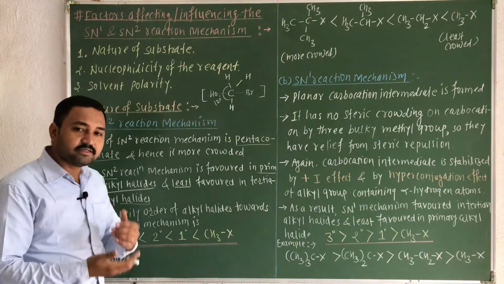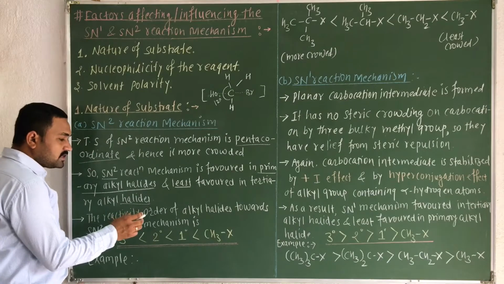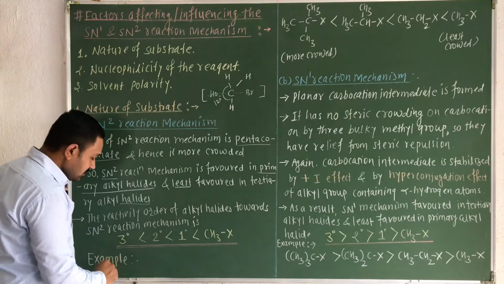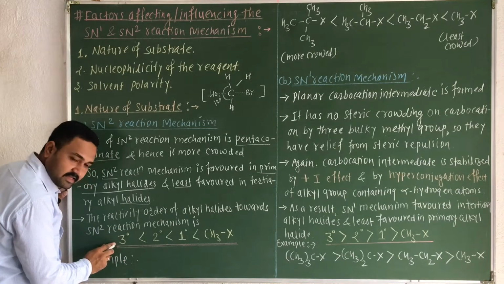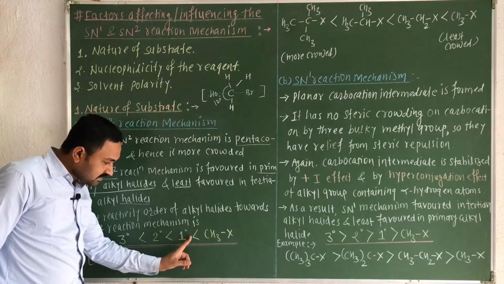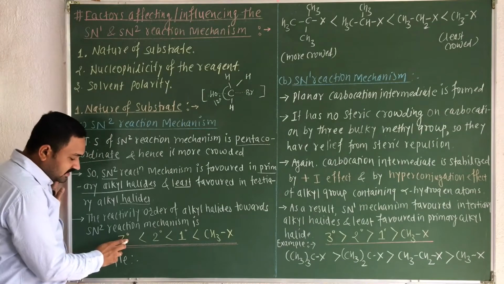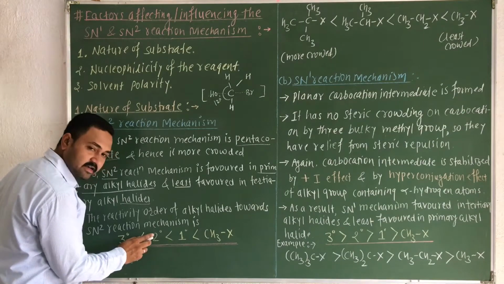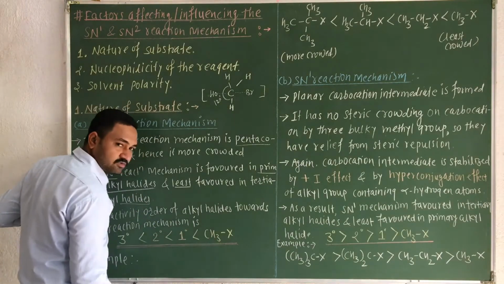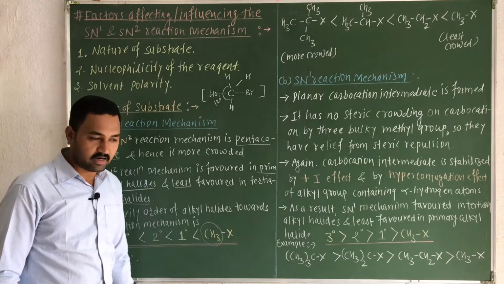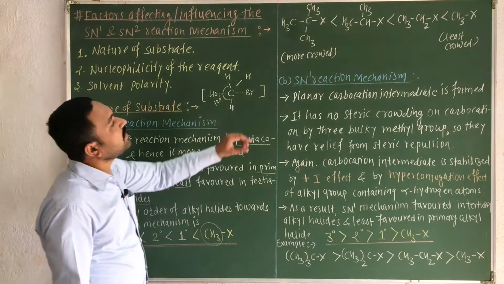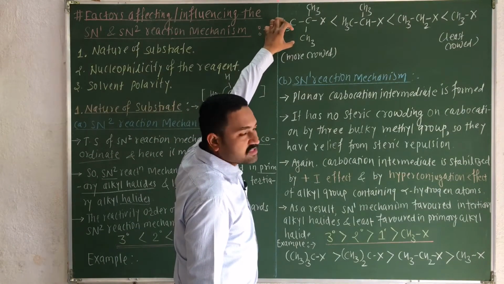If we consider the reactivity order of the SN2 reaction mechanism towards alkyl halides, the order is like this. Tertiary alkyl halide is less reactive than secondary alkyl halide. Secondary alkyl halide is less reactive than primary alkyl halide, and that is again less reactive than the methyl group with the halogen atom. Suppose I have taken an example to explain this order. So here I have taken this example. Keep this in your mind.